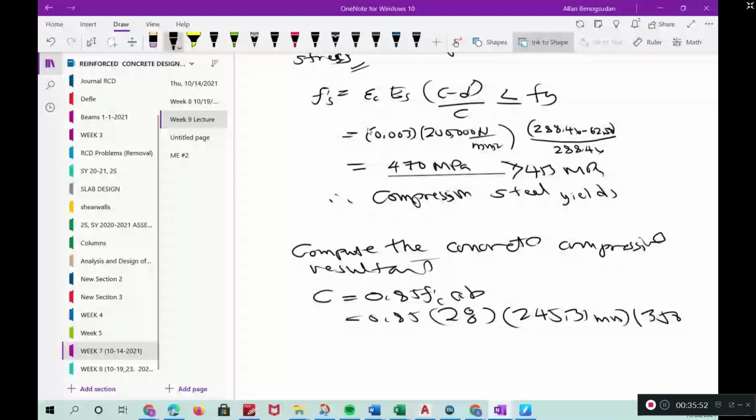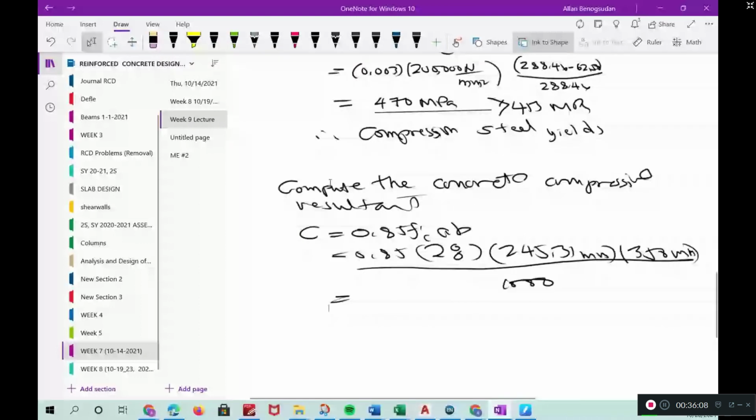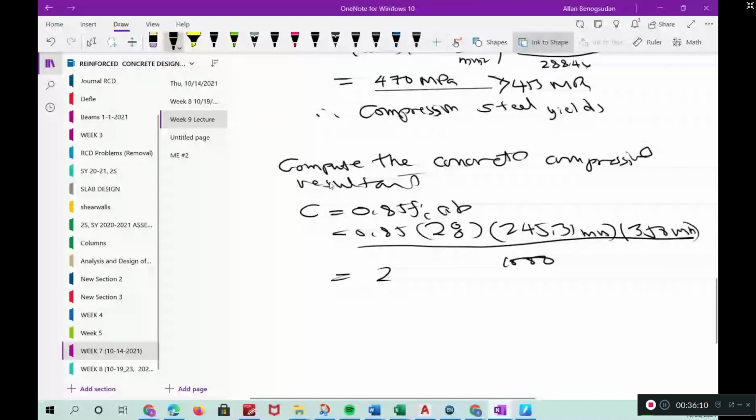Magkano kaya ito, Brad? Pakisolve na natin, sir. Divide na lang ng 1,000. Please compute. 2,043.43 kilonewton. Okay.